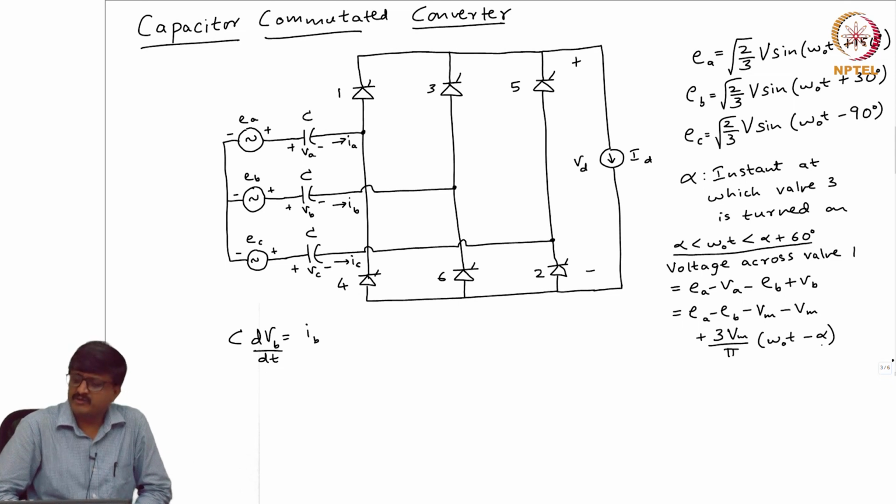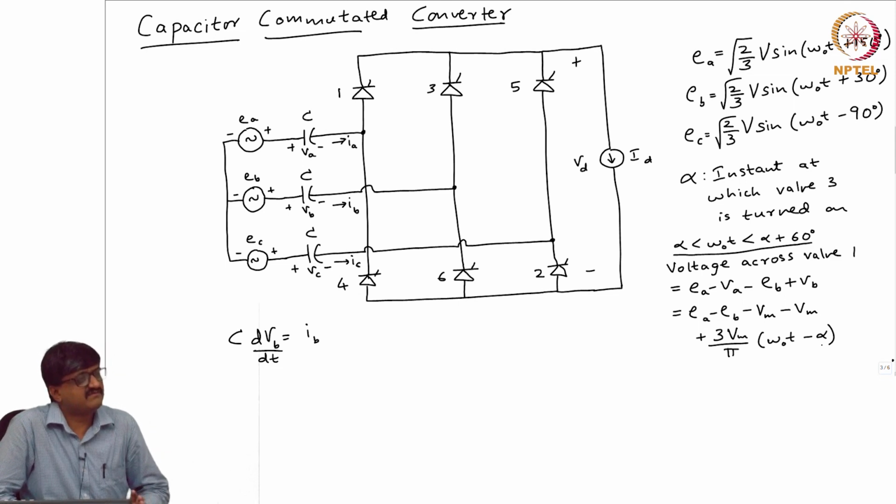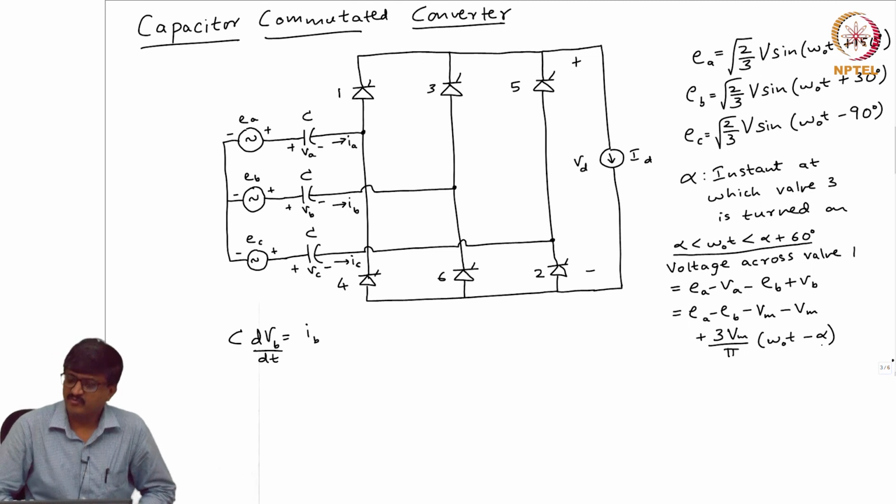Now, what is the voltage across valve 1 without a capacitor? It is Ea minus Eb. So with the addition of a capacitor, there are a few more terms. Now, because of these few more terms, will the voltage across valve 1 be negative for a longer duration?